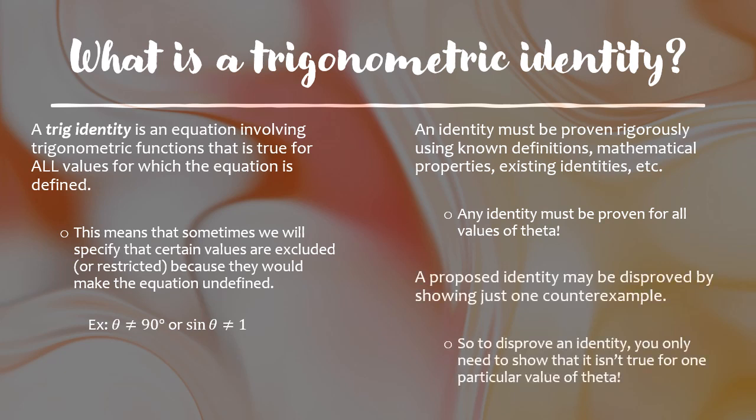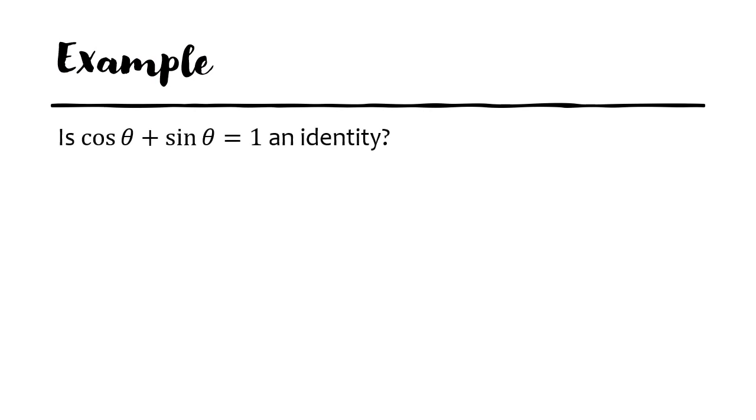However, if we want to disprove an identity, suppose we're checking, is this thing an identity? We can show that it is not by showing just one counterexample, just one value of theta that doesn't satisfy the equation or makes the equation not true. So we'll keep that in mind. In fact, why don't we look at a quick example of trying to prove an identity? Let's take a look at this first.